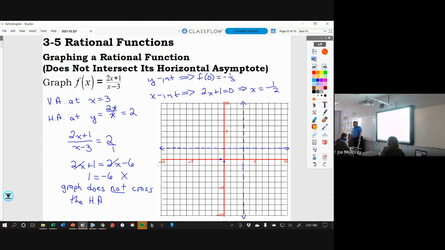All I need to do is figure out what happens. I know what happens in this piece. I'm pretty sure I know what happens over here. What happens as soon as we pass 3? What is f of 4? If you plug the 4 in, 2 times 4 plus 1 will be 9. 4 minus 3 will be 1. It'll be 9.